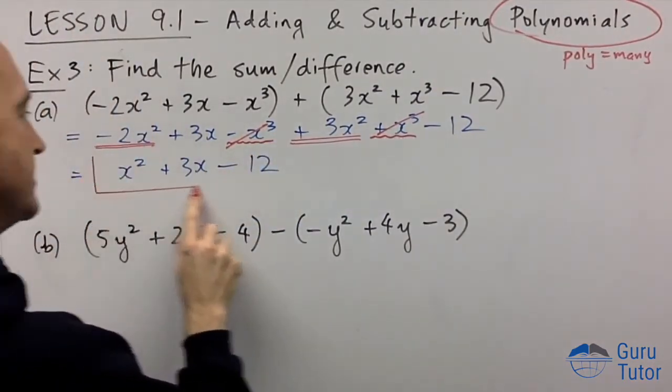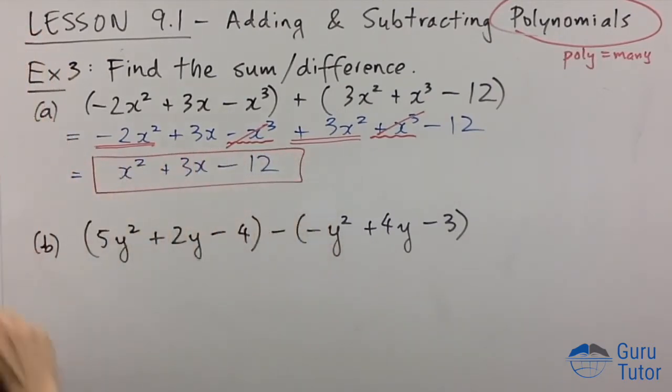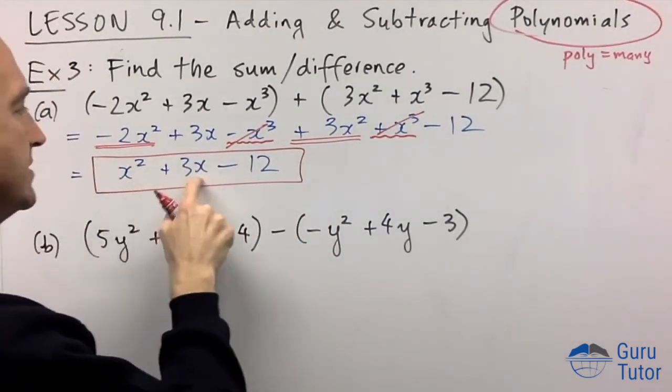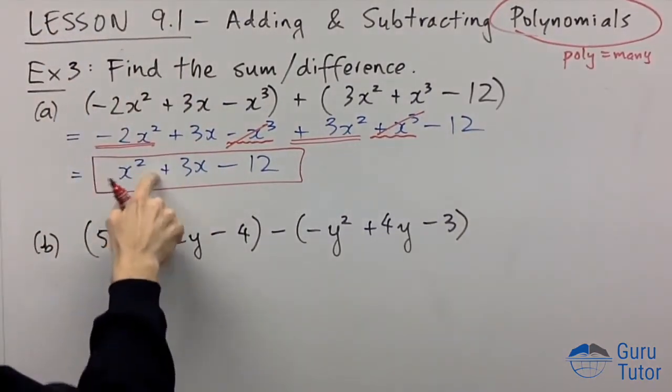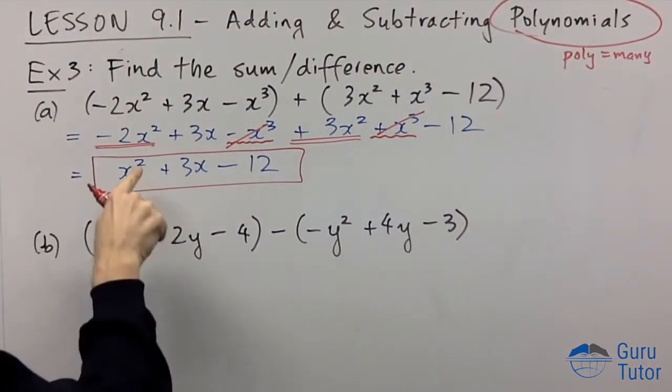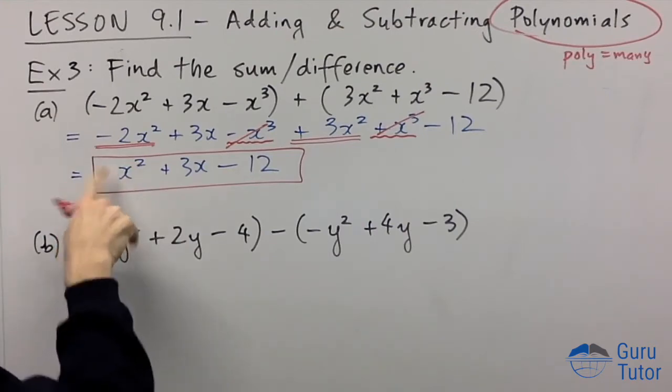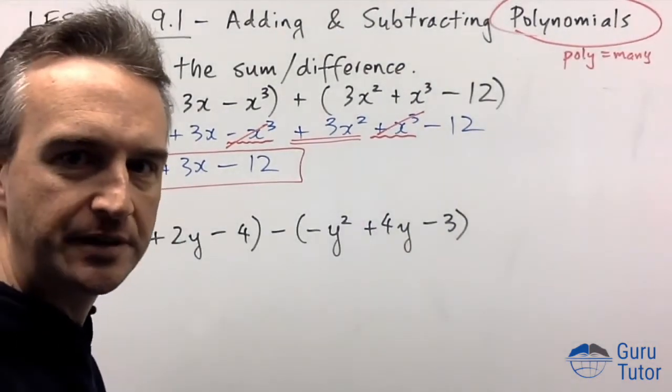So this is actually our answer right here. We can't go any further. These are unlike terms, so there's nothing we can do there. We actually just stop right there. That's the answer. So this has a degree 2, leading coefficient of 1. And we have a trinomial as our answer.